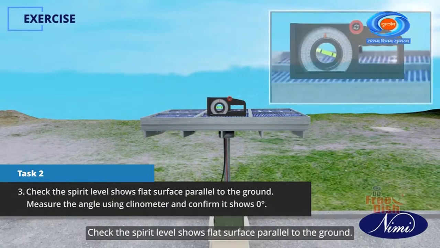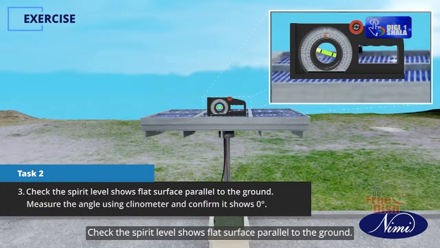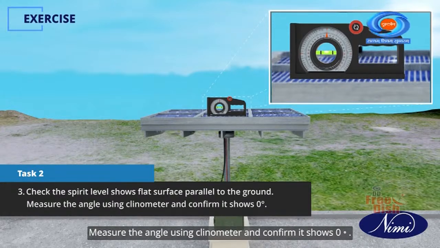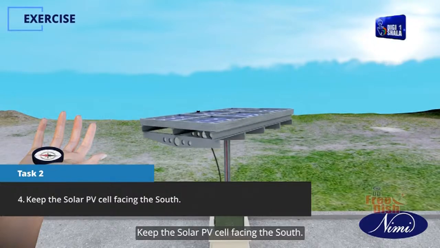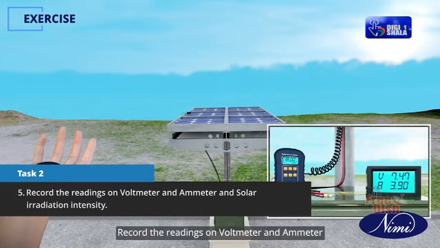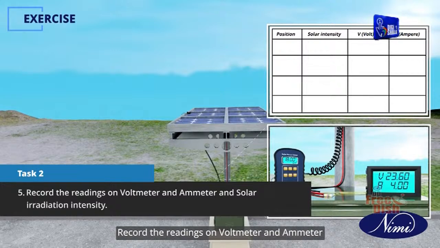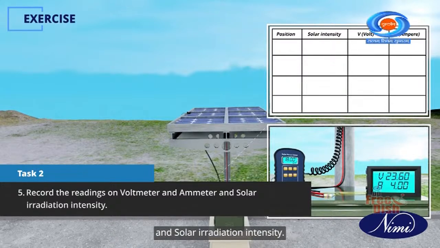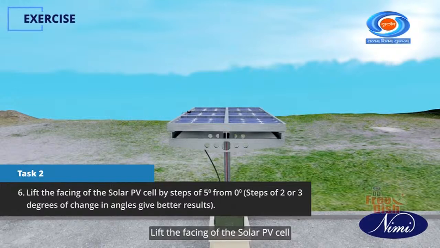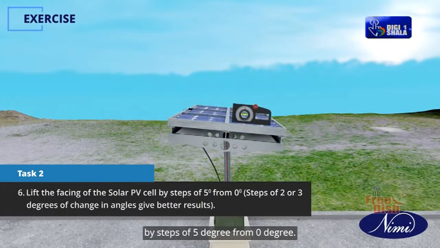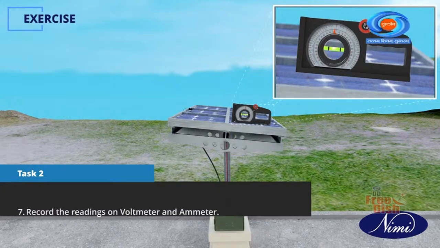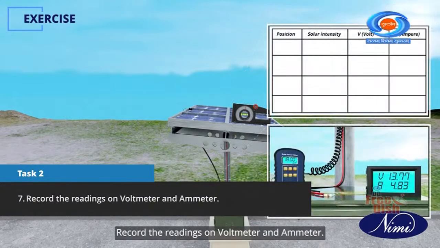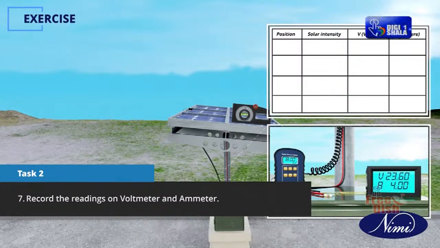Check the spirit level shows flat surface parallel to the ground. Measure the angle using clinometer and confirm it shows 0 degrees. Keep the solar PV cell facing the south. Record the readings on voltmeter and ammeter and solar irradiation intensity. Lift the facing of the solar PV cell by steps of 5 degree from 0 degree. Record the readings on voltmeter and ammeter.